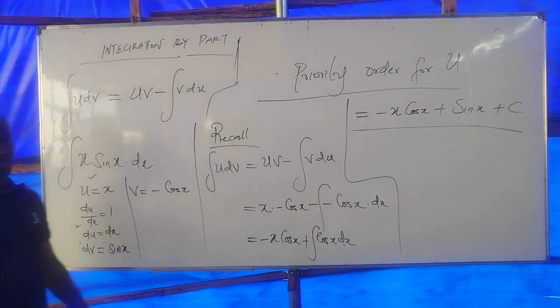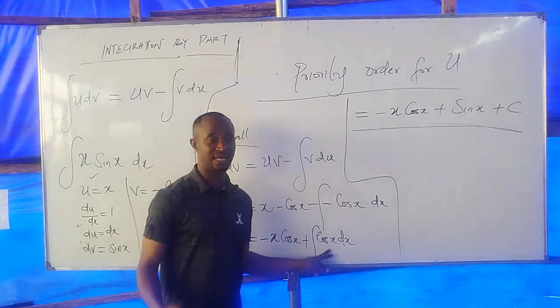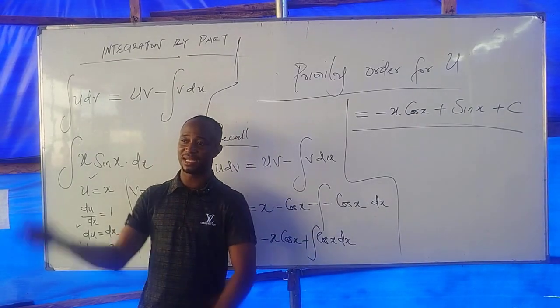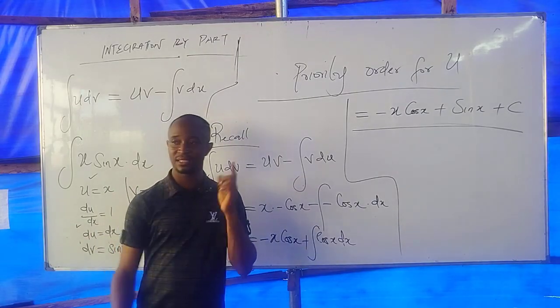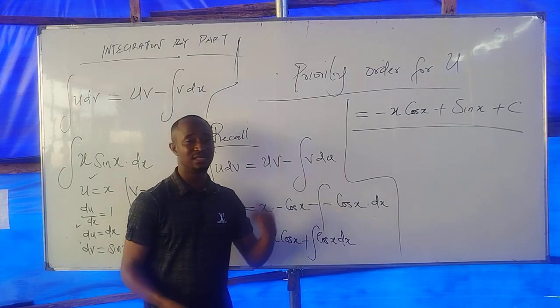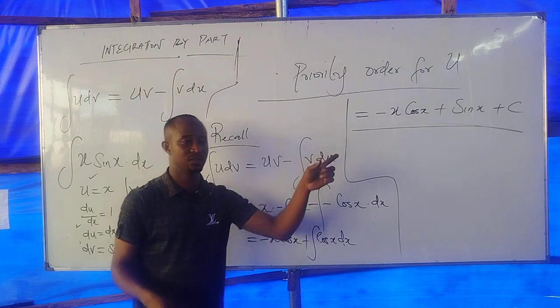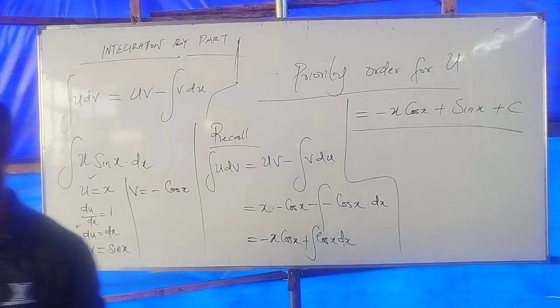Please don't forget. When you integrate cos x, you get sine x. When you differentiate sine x, you get cos x. The reverse is still sine x. But when you integrate sine, you get minus cos. Don't forget. Are you there?